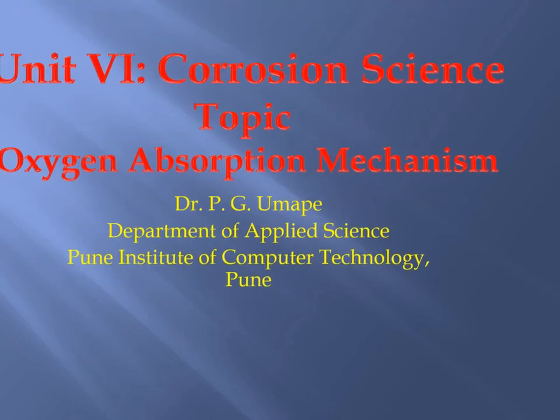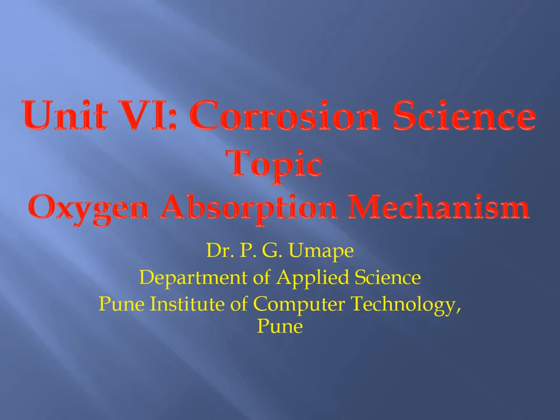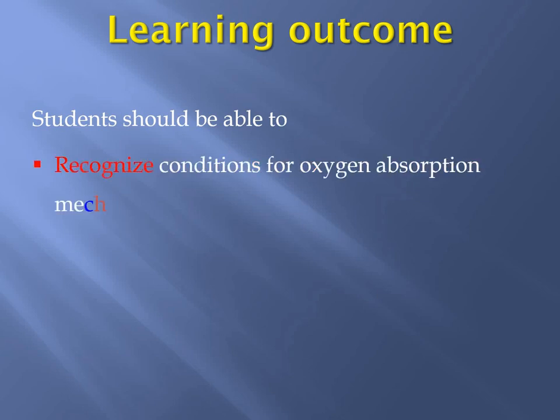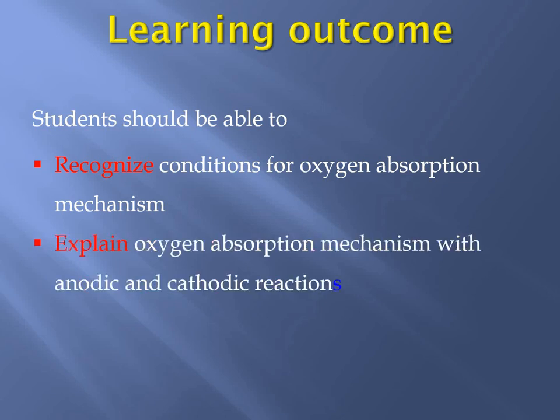In this session, we are going to discuss the topic oxygen absorption mechanism from Unit 6 Corrosion Science. Learning outcomes from this session: students should be able to recognize the conditions for oxygen absorption mechanism. The student should be able to explain oxygen absorption mechanism with anodic and cathodic reaction.